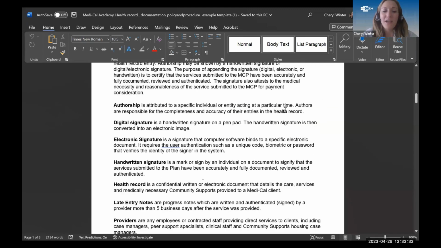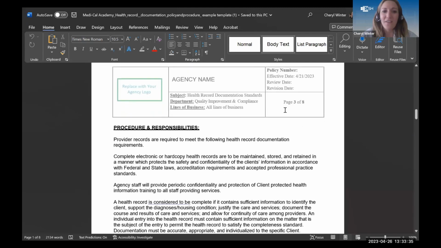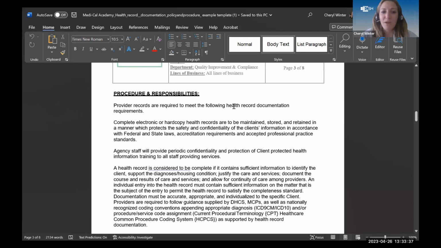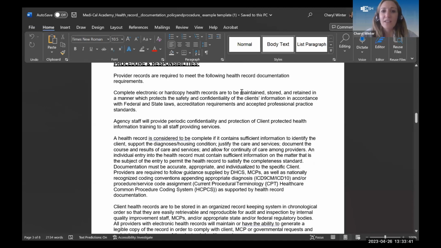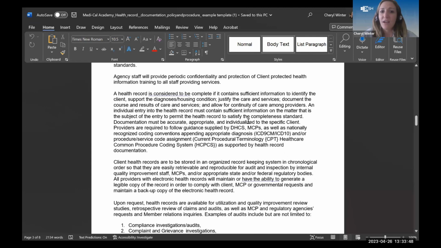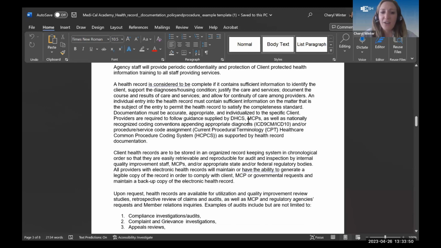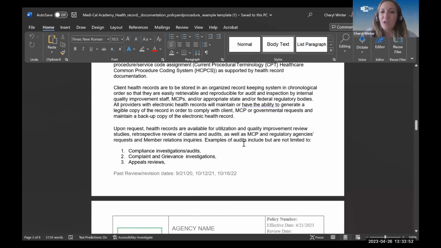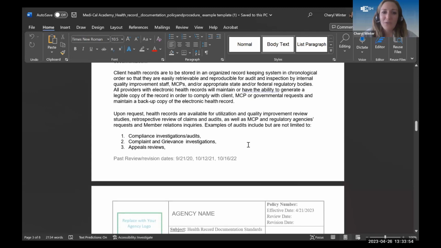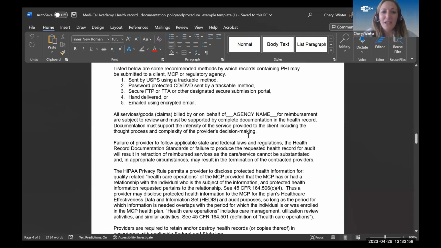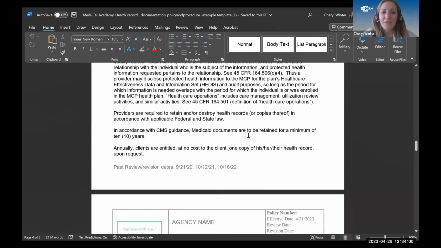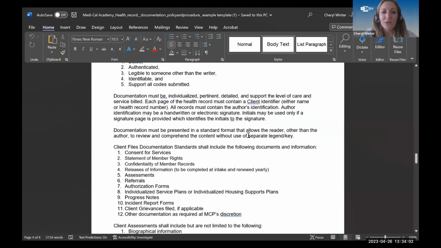But when we scroll down, there's a definition section, and then you scroll down to the procedure and responsibilities section. This is going into detail about what constitutes a health record, what needs to be included in a health record, who may be reviewing your records and how they are reviewed. But I'm going to scroll down to the pieces around what is included in a file.